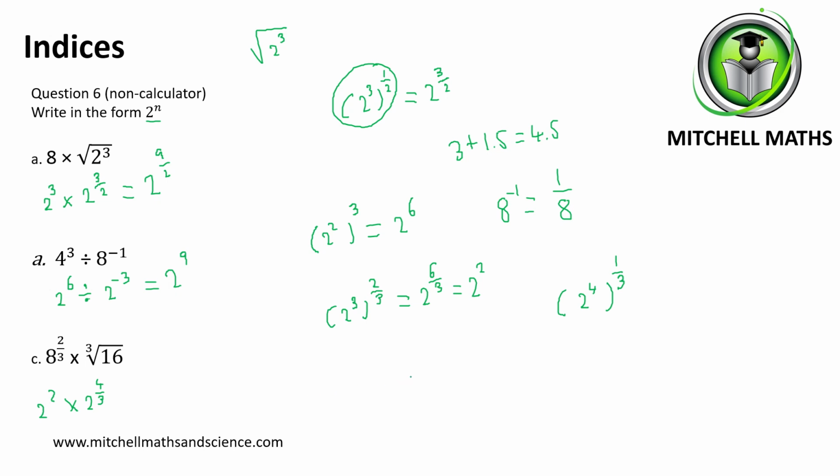And then I'm going to add them together. Now, I'm adding 2 to 4 over 3. What we do is we convert 2 to a fraction over 3. As a fraction over 3, it is 6 over 3, because 6 divided by 3 is 2. Plus 4 over 3 equals 10 over 3. And the reason why I'd always keep this as a fraction is because when you divide something by 3, it becomes a decimal, unless it's an exact number. So we've got 2 to the power of 10 over 3.